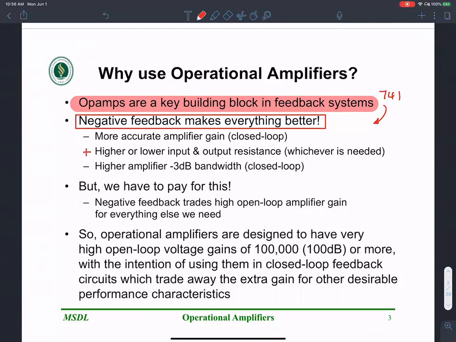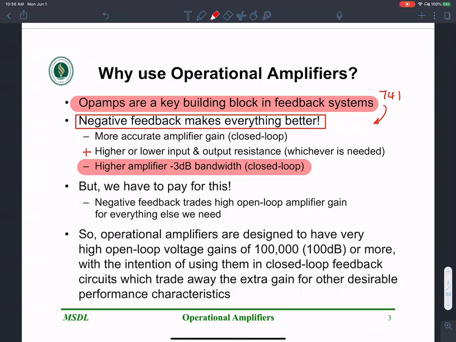If your amplifier needs a low input resistance, you get it from negative feedback. If you want a large output resistance, sure enough, negative feedback will give you that. And in addition, you can get higher amplifier gain in a closed loop configuration, and higher bandwidth. Okay, we have to pay for that.